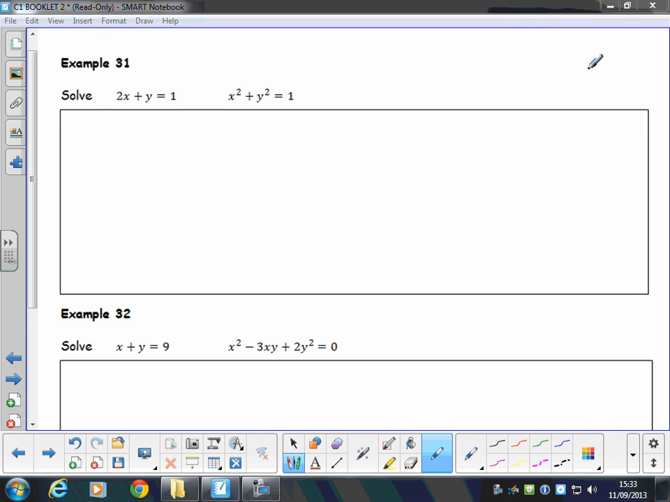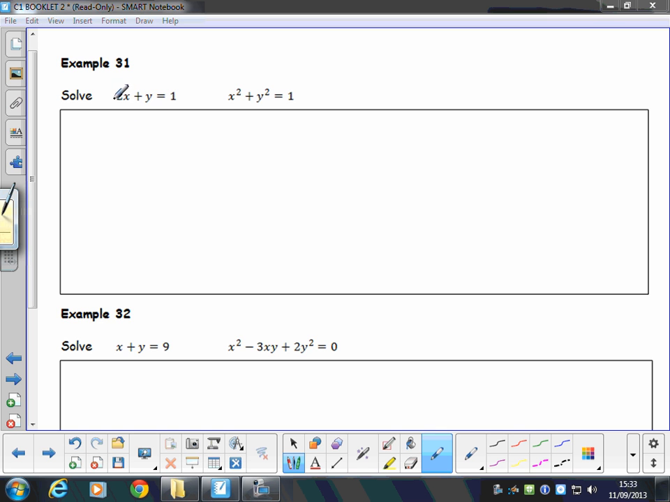C1 Quadratics Example 31. In this example, I need to solve a pair of simultaneous equations where one is linear and one is quadratic. So what I need to do here is rearrange one of the equations so I can get x or y as the subject and then substitute into the other equation.